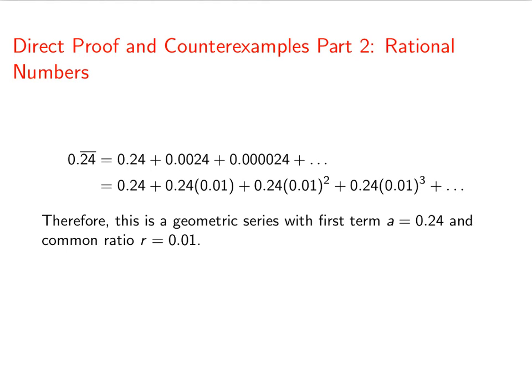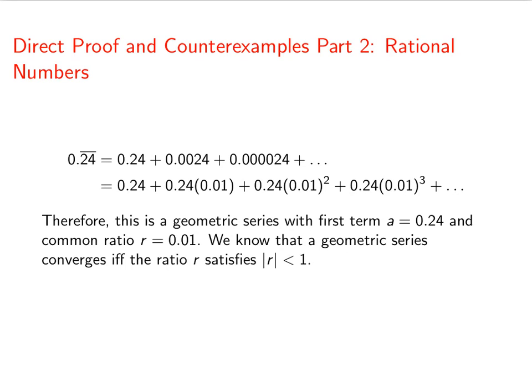So this is a geometric series. The first term is a equals 0.24 and the common ratio is r equals 0.01. Remember that a geometric series is an infinite series where we get from one term to the next by multiplying by a fixed common ratio. We have a theorem in calculus that says a geometric series converges if and only if the ratio r satisfies absolute value of r less than 1. So that does happen in this case.